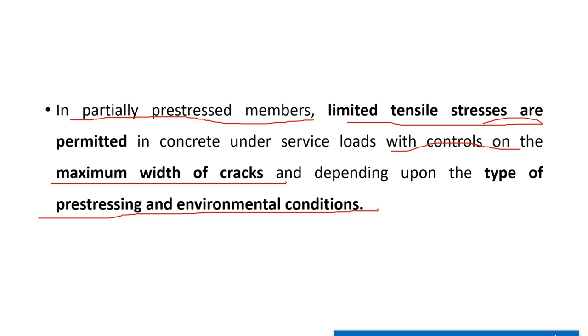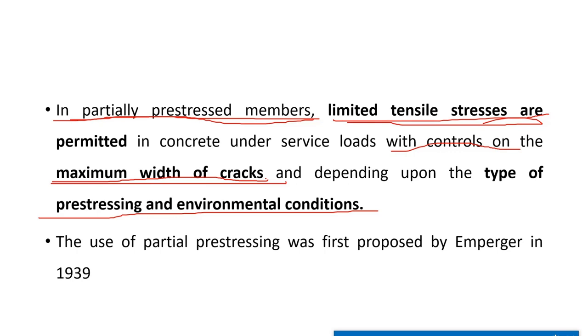Whether the environmental condition is mild, moderate or severe, or the prestressing is post-tensioning, pre-tensioning or unbonded, like that. For different types of prestressing and different environmental conditions, the width of cracks as well as the maximum amount of tensile stress allowed is different. Okay, and the code specifies some values about that and we'll discuss it later on. So in general, in partially prestressed members, limited tensile stresses are allowed and some amount of cracks are allowed and the crack width will be within the limit.